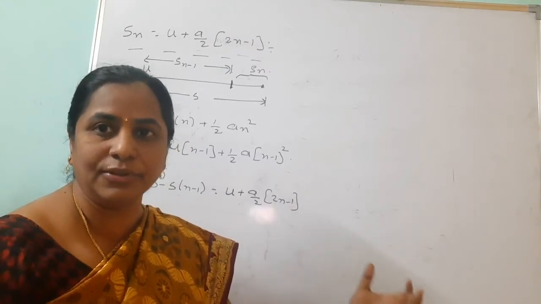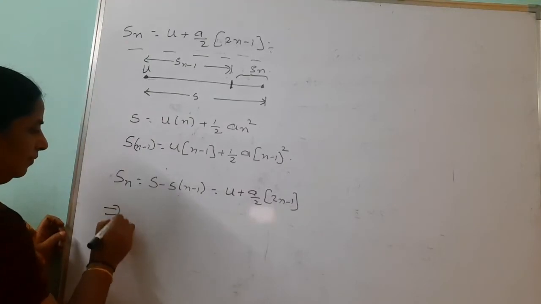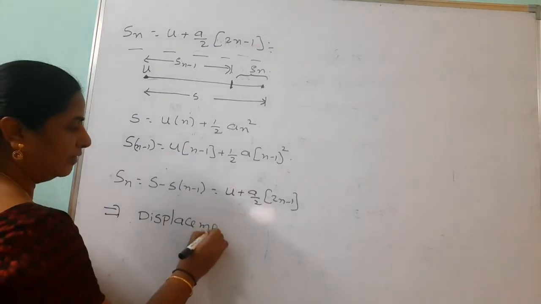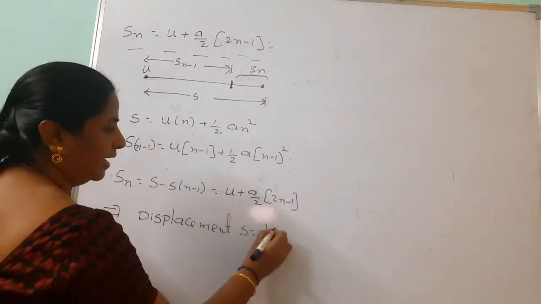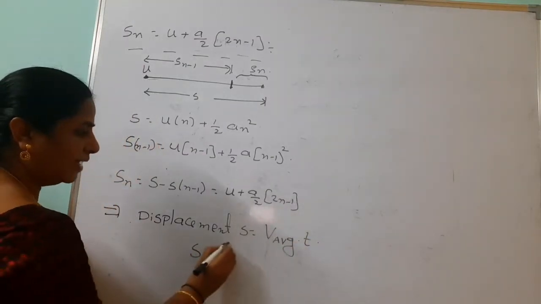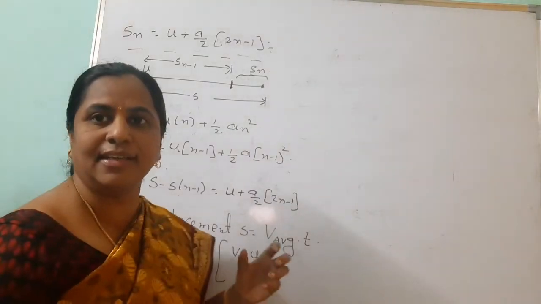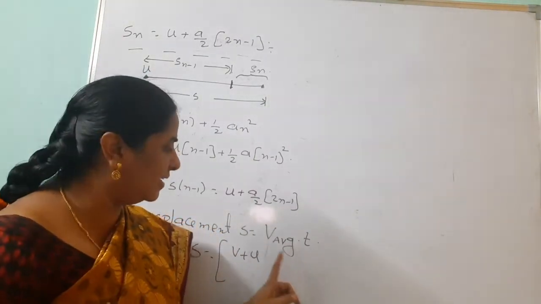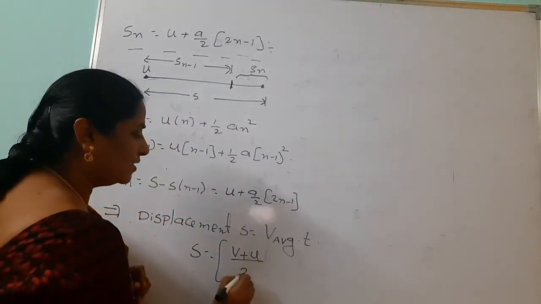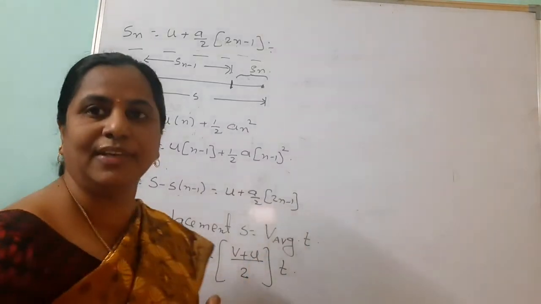Like that, we can use one more expression for finding the displacement. Displacement equals average velocity into time. What is the average velocity formula? Sum of the quantities divided by the number of quantities. Here there are two velocities, initial velocity u and final velocity v, so the average is (u plus v) by 2, into t. With the help of this we can find the displacement.